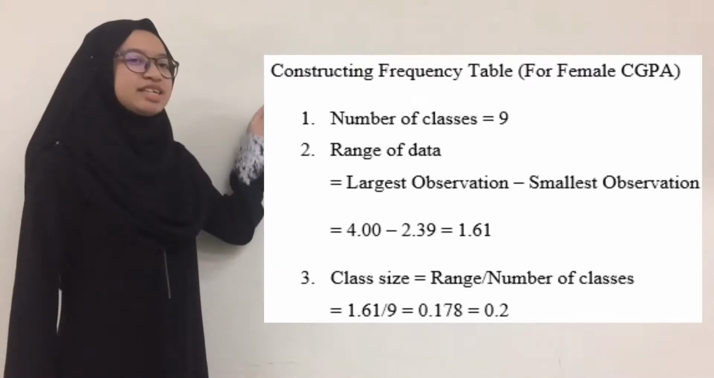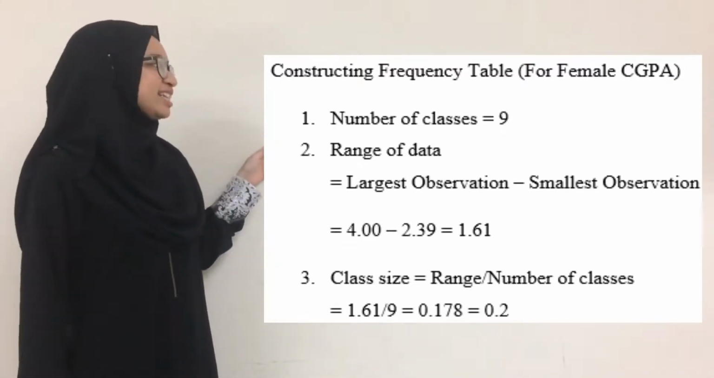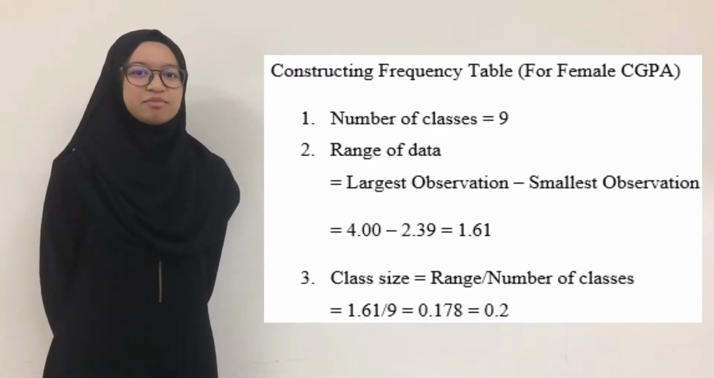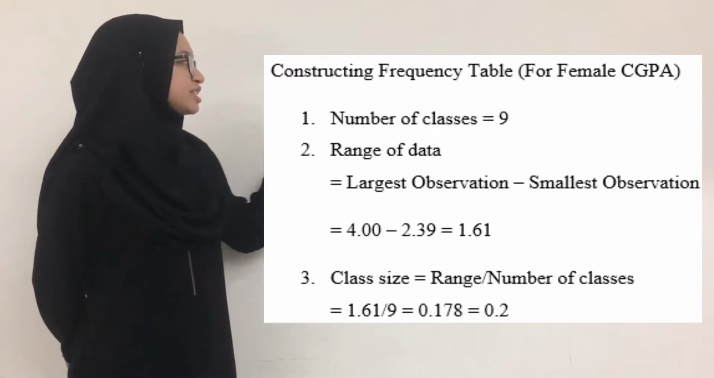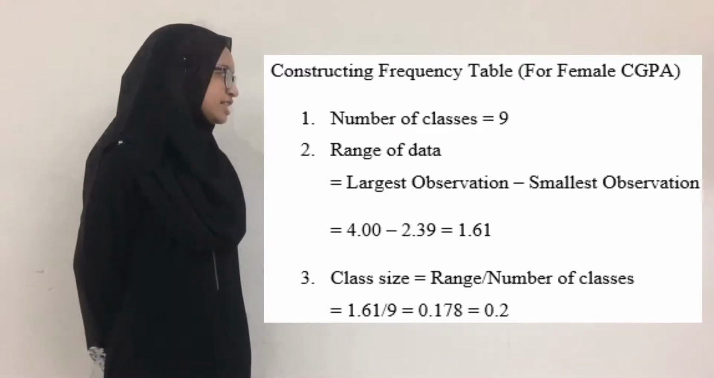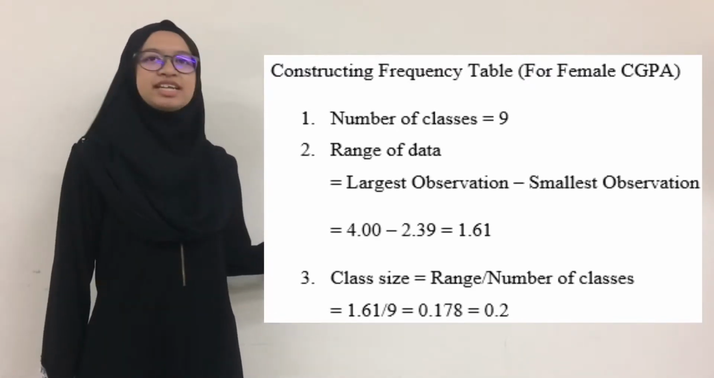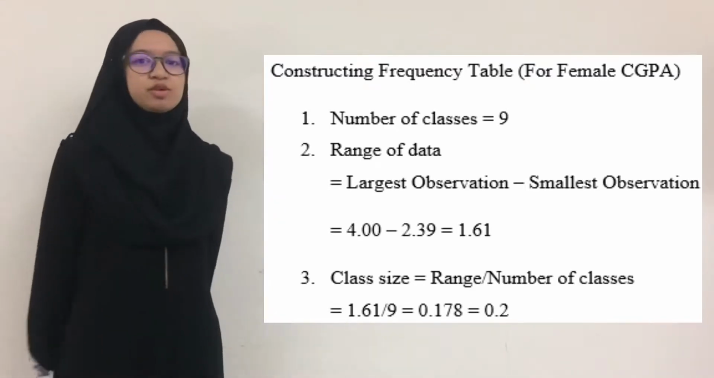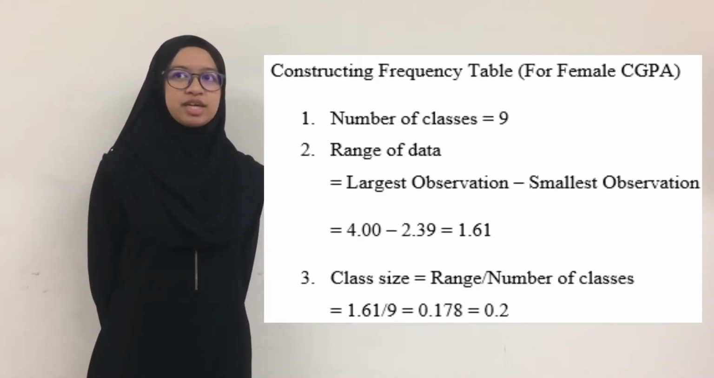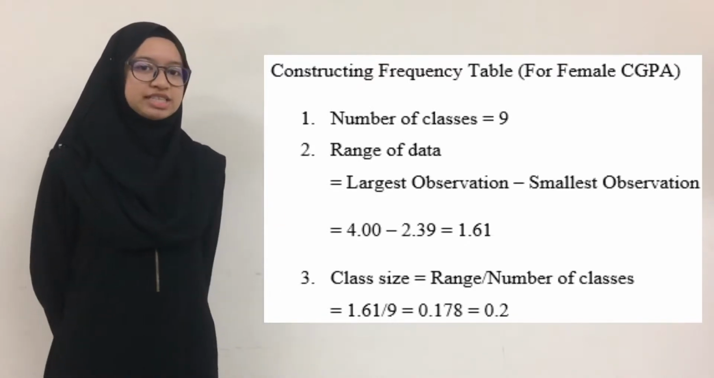First, I determine the number of classes, which I use 9. Second, the range of data, which is the largest observation minus the smallest observation, which is 4 minus 2.39 equals 1.61. Lastly, the class interval is the range divided by the number of classes, and I got 0.2. For the male CGPA, I also use the same class interval and number of classes as the female CGPA. The female and male study hours frequency tables are constructed using the same method. I use the same class interval and number of classes for the male and female tables so that we can compare between the females and the males.